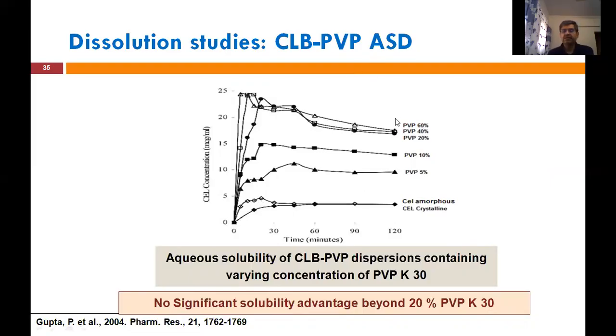Interestingly, the maximum solubility that we got was with 20%, and if you go beyond that concentration to 40 and 60%, no additional benefits were seen in the solubility of the celecoxib. Based on this study, the concentration of PVP was selected as 20%, which means the system was 80% celecoxib, 20% PVP, which can also be mentioned as a 4:1 ratio of the drug and the polymer.